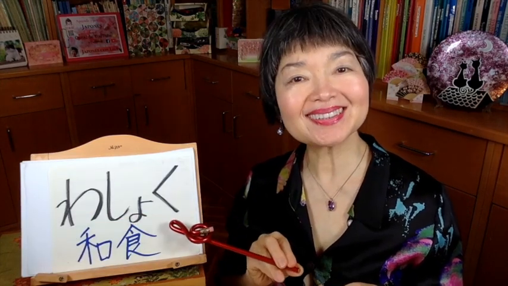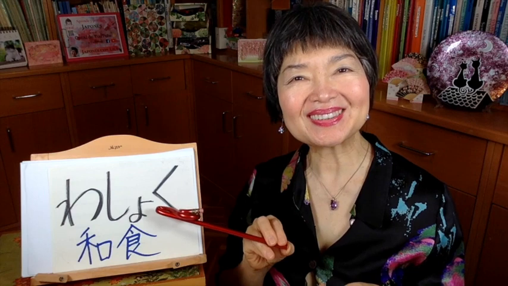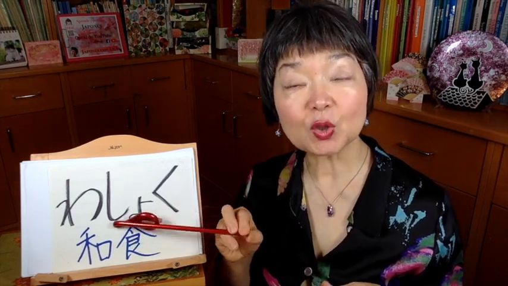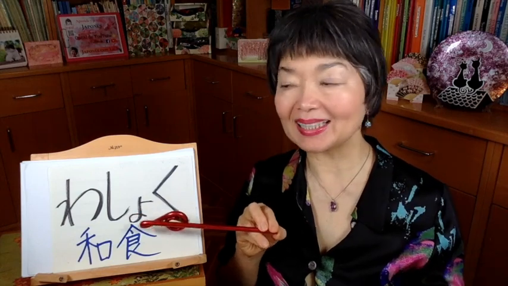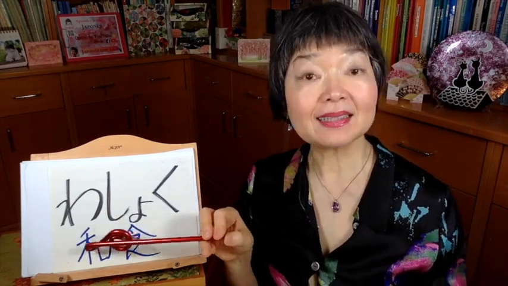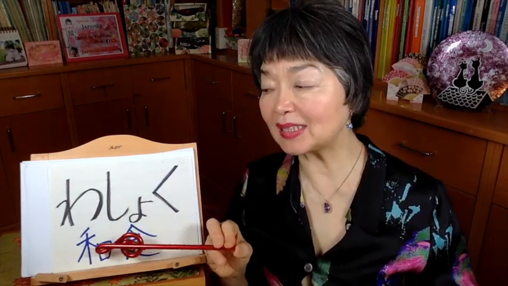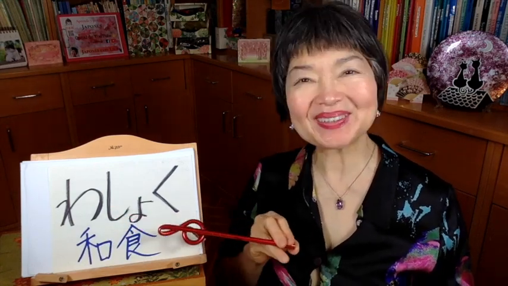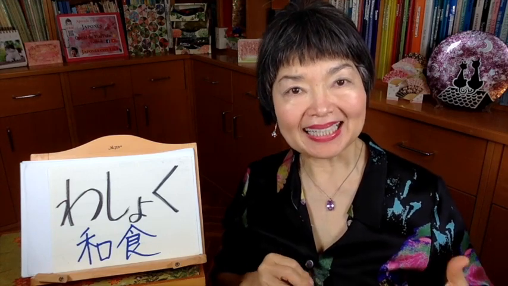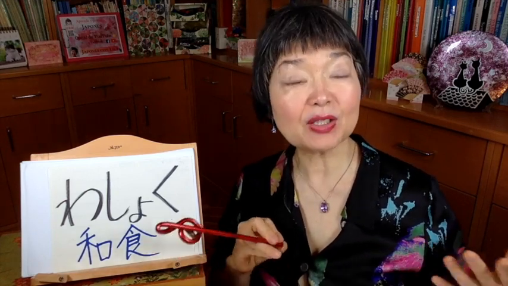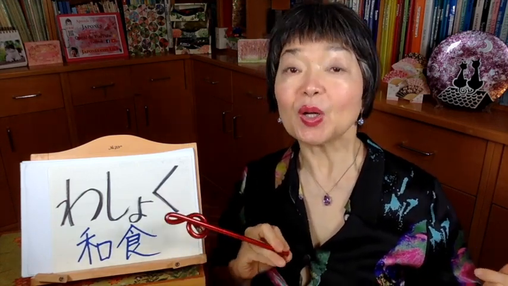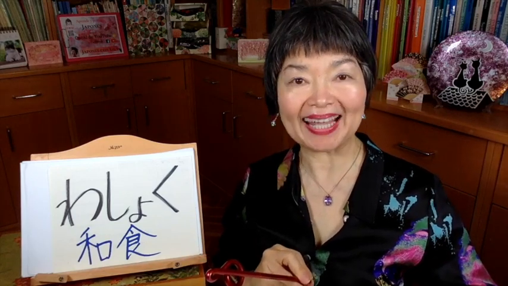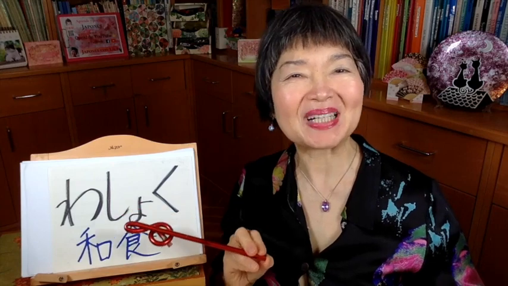和食. Well, this second kanji is 食べます, to eat something. And in many occasions, this wa kanji means Japan. So 和食 means Japanese cuisine, Japanese food. We can also say 日本食, but we usually say 和食.